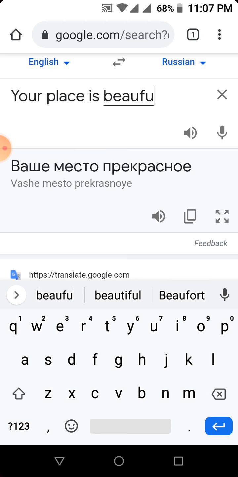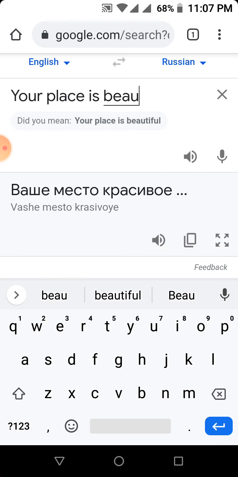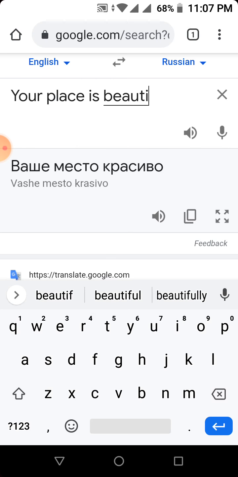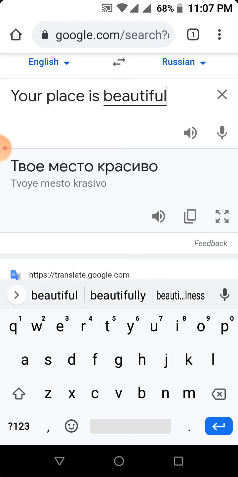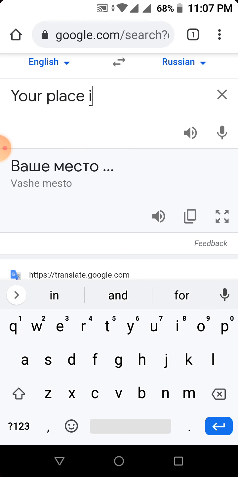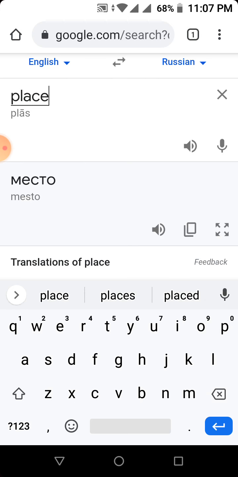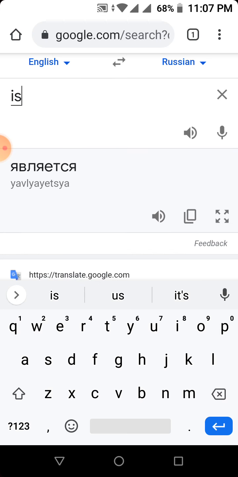Alright, so what's gonna happen here is let's go back to our topic, which is translating English into Russian. Your place is beautiful. So it appears to be Tvoy mesto krasivo. So after writing it down, we have to get one by one translation of those words. So I have here your translated to Russian. I have here Vash. Place in Russian is mesto. Is in Russian is yavlyayetsha.